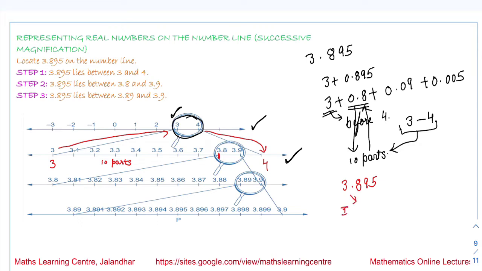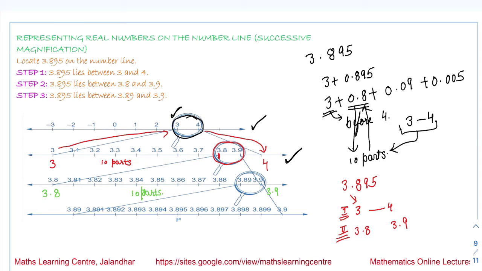In the first step we are saying it lies after 3 and before 4. In the second step we are saying it is lying between 3.8 and 3.9. So we magnify this region 3.8 to 3.9. When we magnify this region, this point is 3.8 and this point is 3.9. Again we divide it in 10 parts.